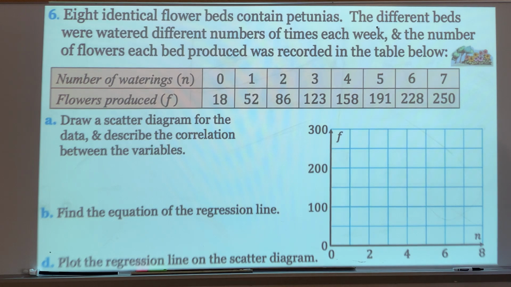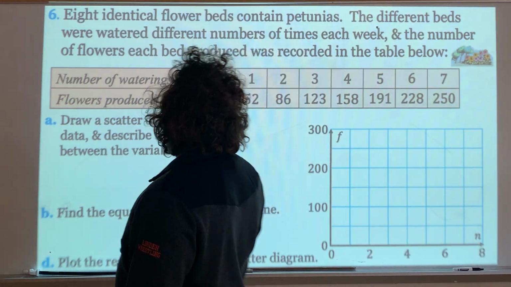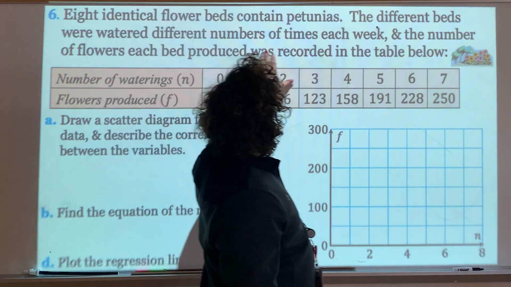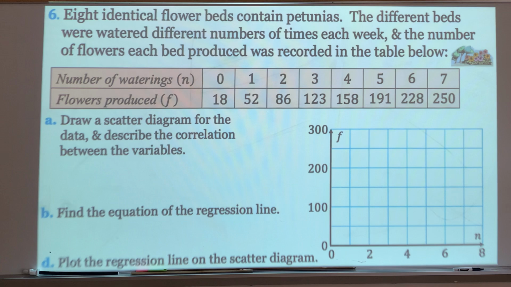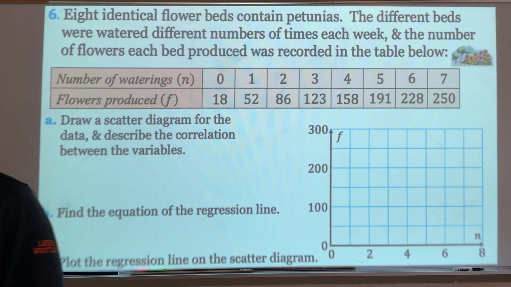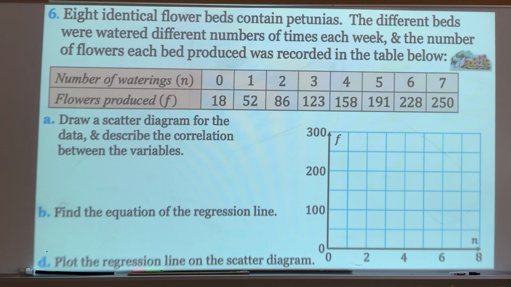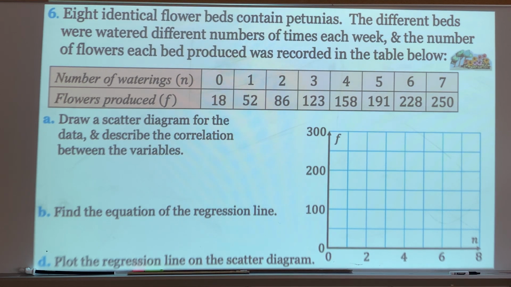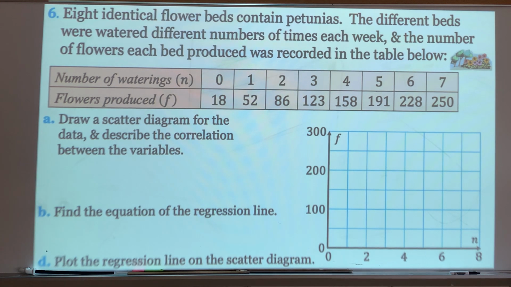Problem 6. 8 identical flower beds contain petunias. The different beds were watered a different number of times per week, and the number of flowers each bed produced is recorded in the table below. Draw a scatter diagram for the data and describe the correlation between the variables. So draw your scatter diagram.